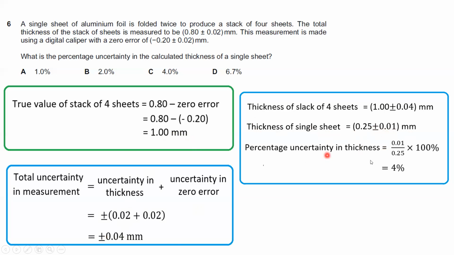Percentage uncertainty in thickness is the ratio of absolute uncertainty divided by the true value into 100%. So the uncertainty is 0.01 divided by the true value of a single sheet, that is 0.25 into 100%, which gives you 4%. Therefore, the option is C.